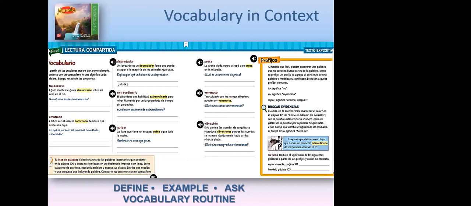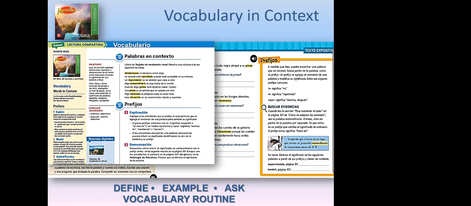The definition, so as you see here, this is the vocabulary routine, we're going to define example as, le damos una definición, un ejemplo, y le hacemos una pregunta. La definición no la ven aquí. La definición está en su guía de maestro. Bajo vocabulario, palabras. En texto le vamos a dar la definición. So there's where you're going to find the definition of these vocabulary words.